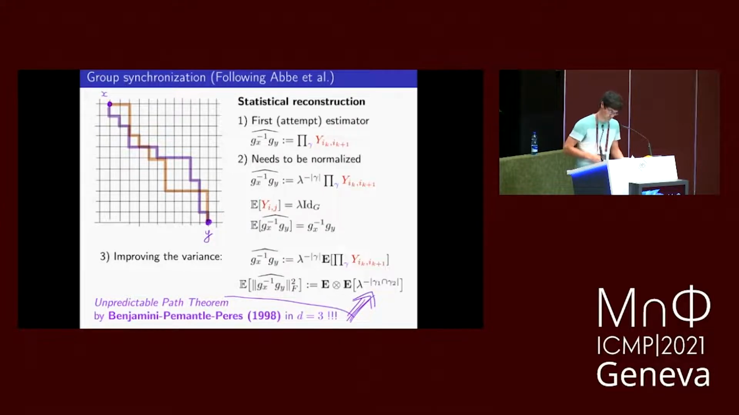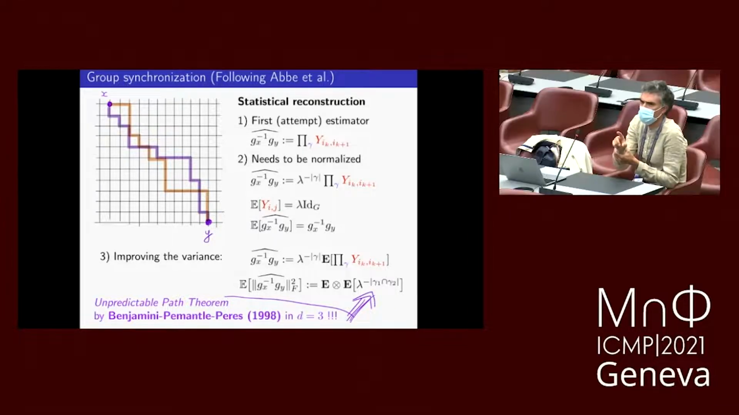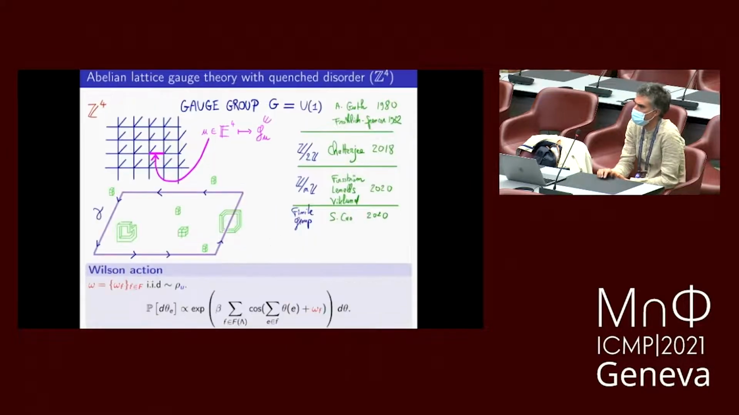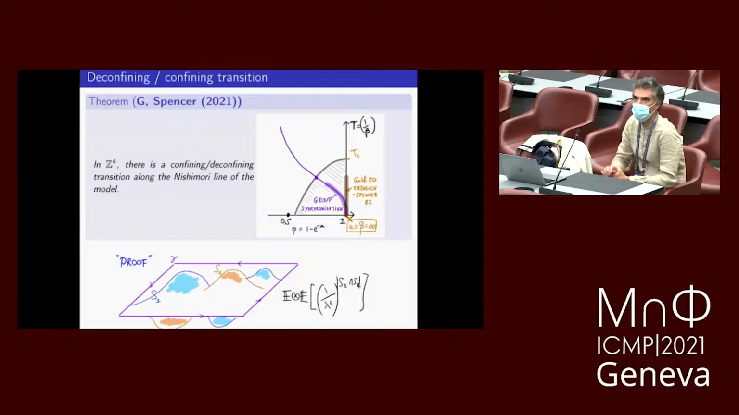Okay. Yeah. Thank you. So can you comment on the confining transition in the four-dimensional gauge theory model? So in that case, you need abelian symmetry. You said there is no hope to get non-abelian groups. Yeah, so very good comment.